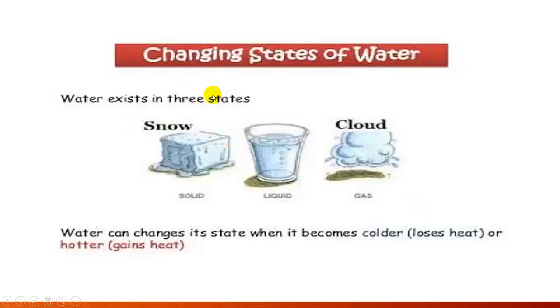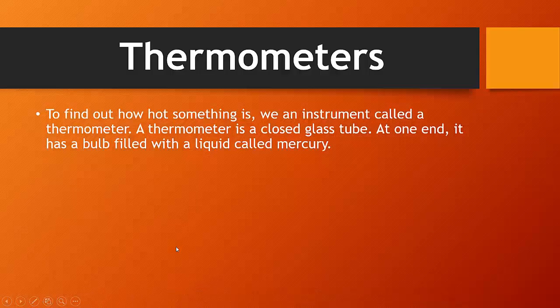This is a picture of the changing states of water. Water exists in three states: solid, liquid, and gas. Water can change its state when it becomes colder and loses heat, or hotter and gains heat.